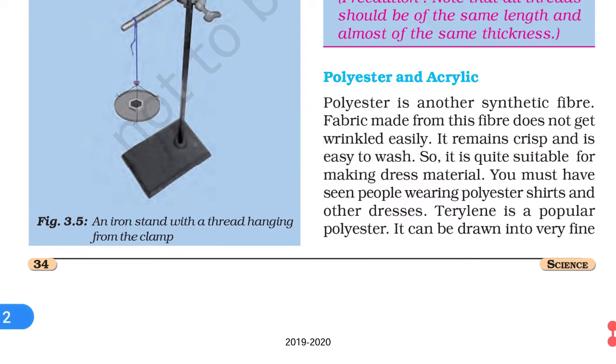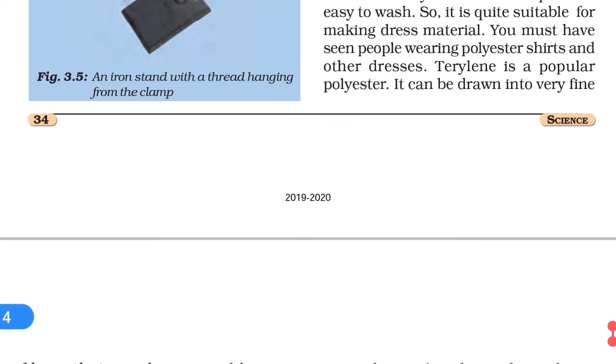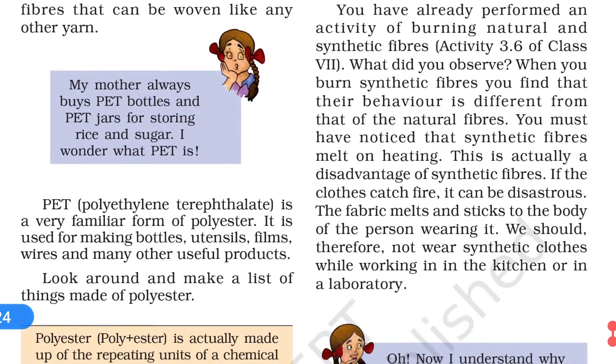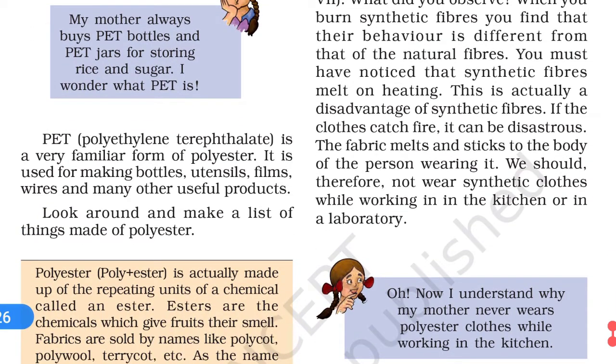So terylene is one of the examples of polyester. Here you can see that terylene is a popular polyester, and it can be drawn into very fine fibers that can be woven like any other yarn. Okay, now what is PET? PET is a type of polyester, and the full form is polyethylene terephthalate, and it is a very familiar form of polyester, and it is used for making bottles.